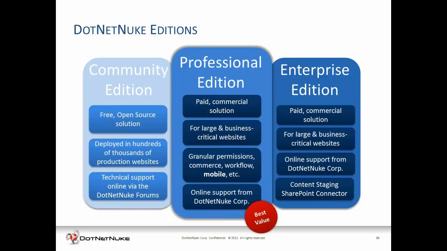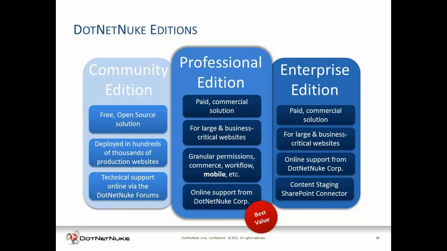All right, so there's 3 different flavors of .NET. There's obviously the Community Edition. That's free and open source. It's been deployed in literally hundreds of thousands of production websites worldwide. But your only form of support for Community Edition is through the .NET forums or through the Community Exchange on the .NET website. There's also the Professional Edition, which we've been looking at today, talking about today rather.